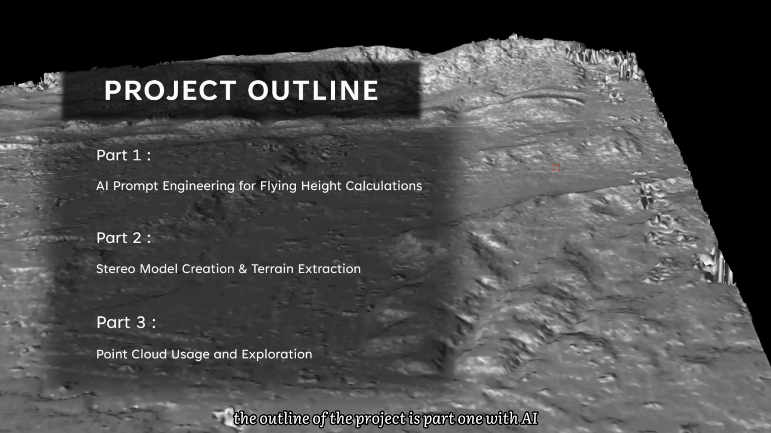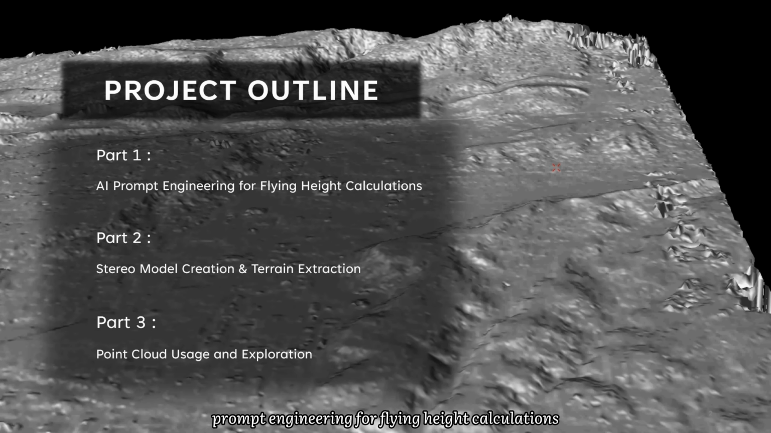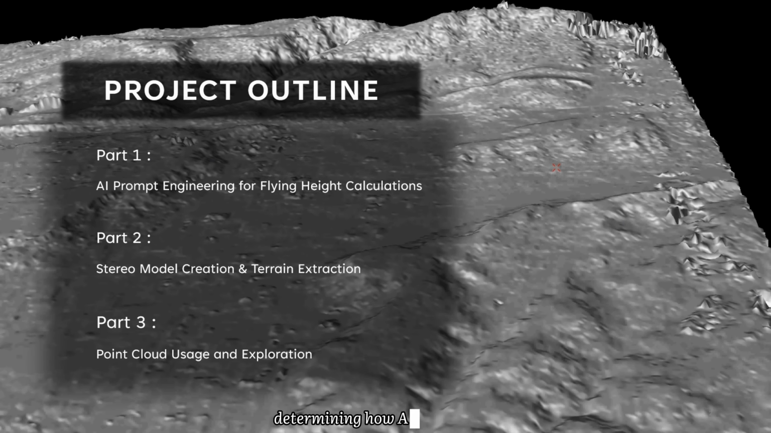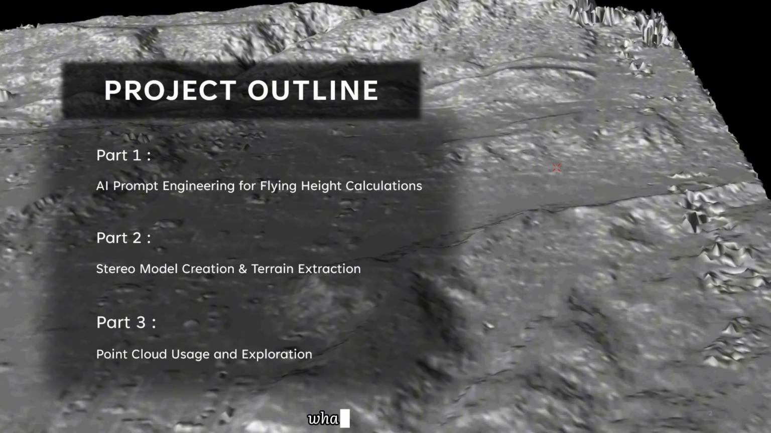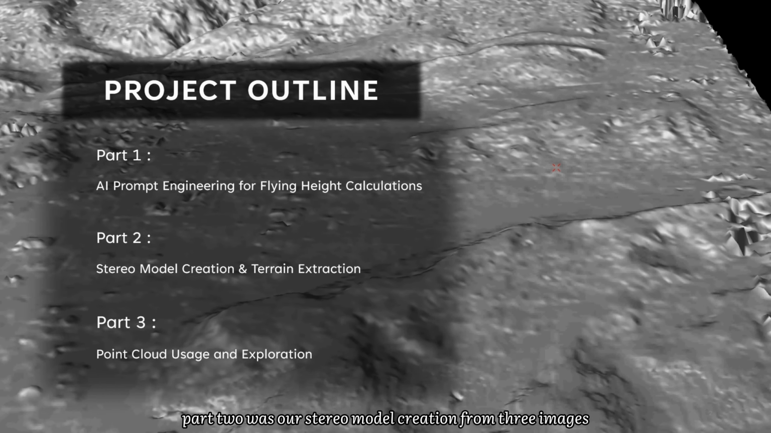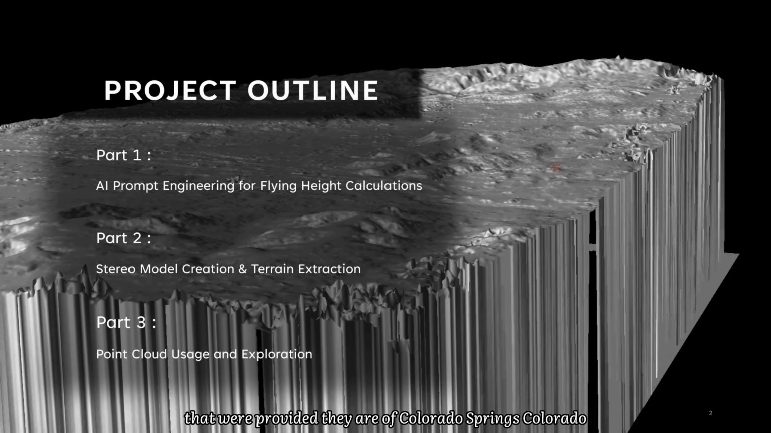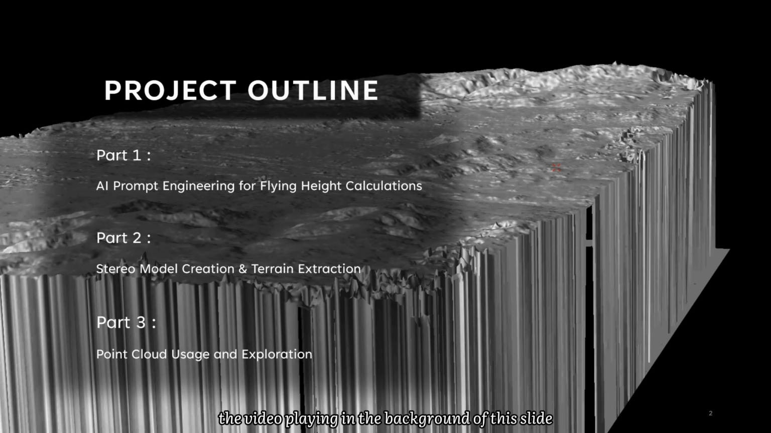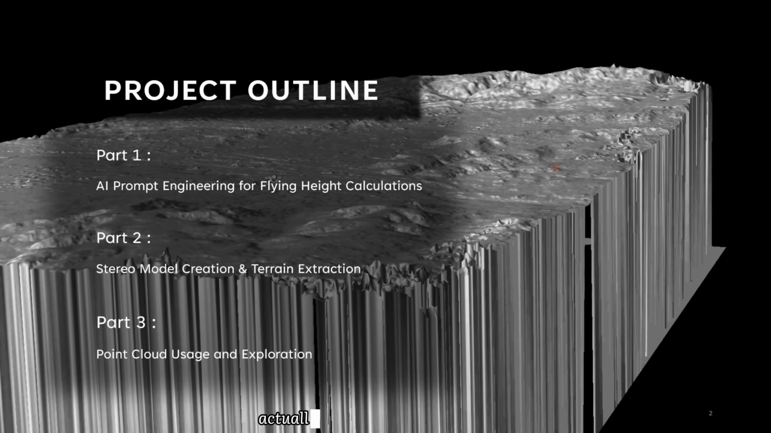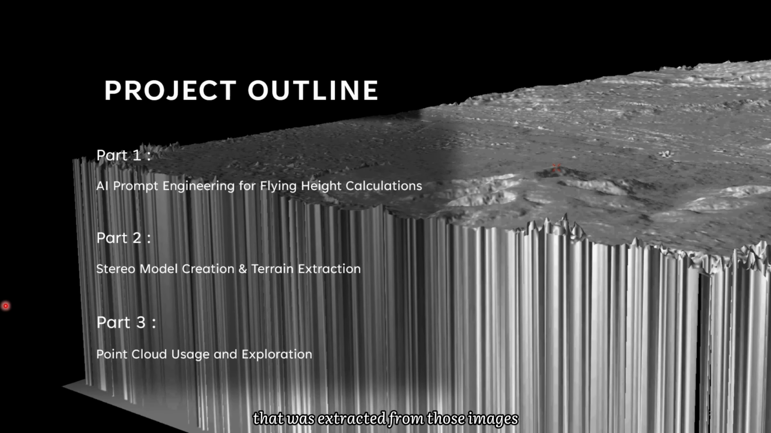The outline of the project is Part 1 with AI prompt engineering for flying height calculations, determining how AI can be used, what the limitations are. Part 2 was our stereo model creation from 3 images that were provided there of Colorado Springs, Colorado. The video playing in the background of this slide actually shows the bare earth model that was extracted from those images, or a portion of it anyway.